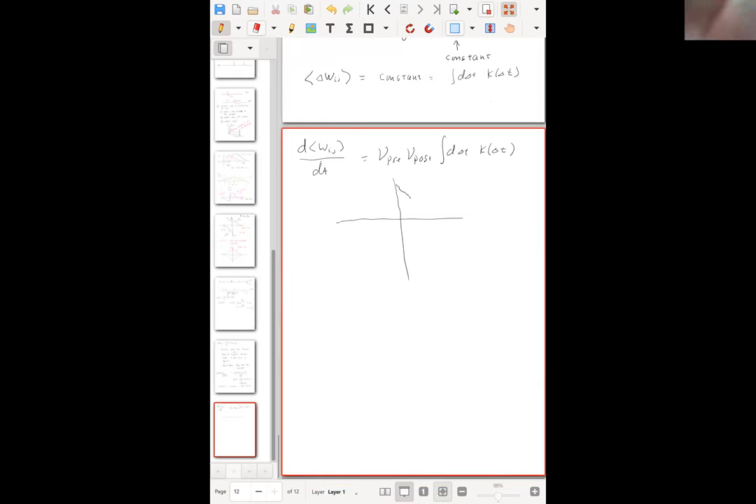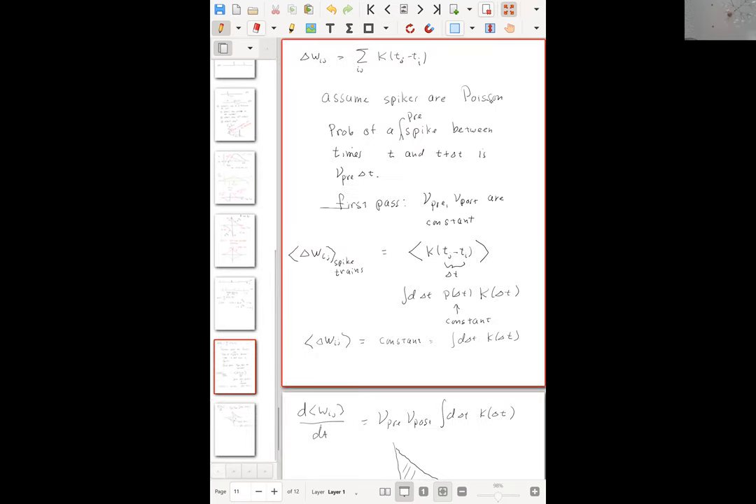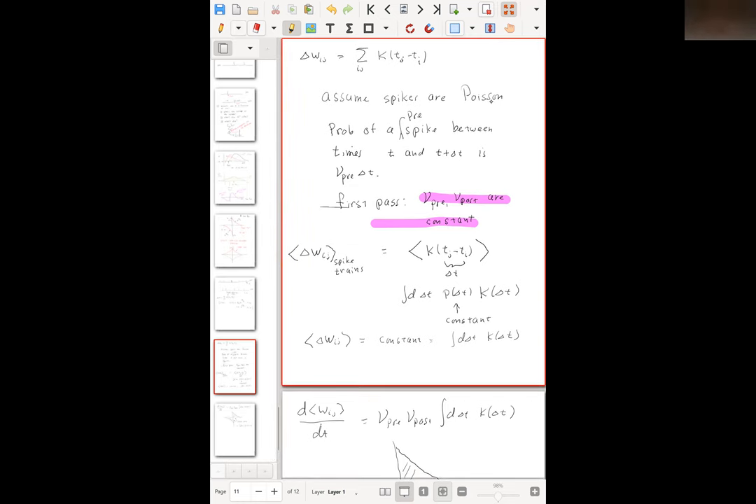So for instance, if this is perfectly balanced, which is equal area, that implies the integral d delta t of K of delta t equals zero. So if you have balanced STDP, the weight doesn't change on average. And the weight doesn't change on average under this assumption, that nu pre and nu post are constants, which of course isn't really correct.